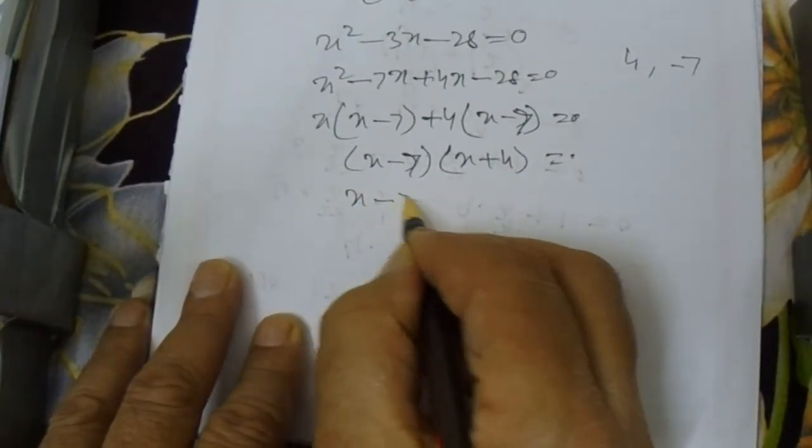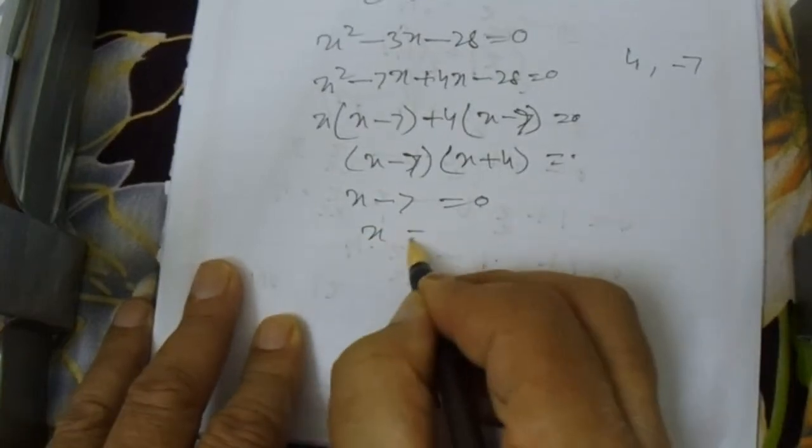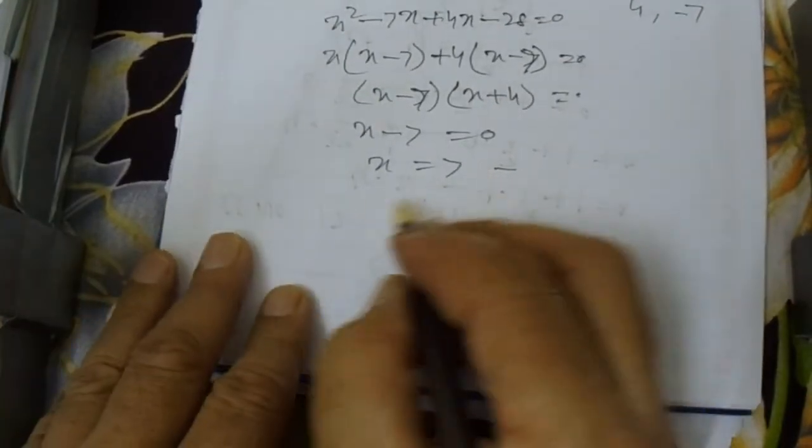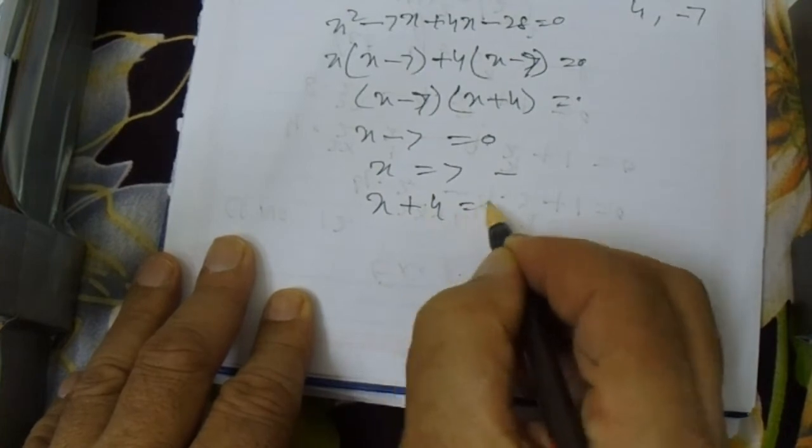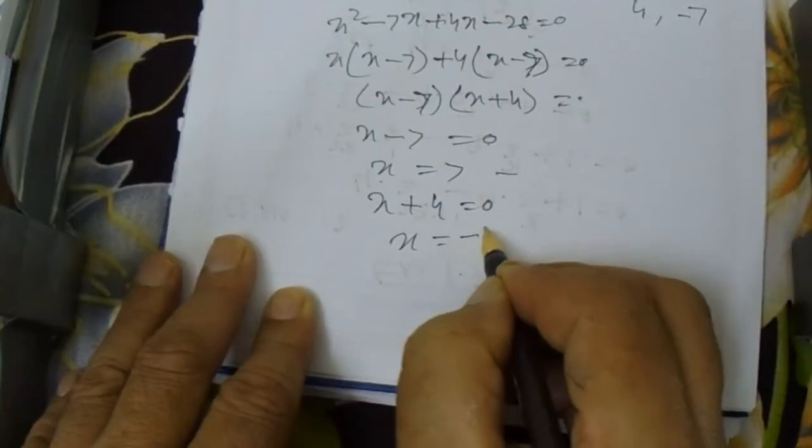Now x minus 7 is equal to 0 and x is equal to 7. This is the first value. And x plus 4 is equal to 0, we have x is equal to minus 4. Now we have done the first part, and we write the second value.